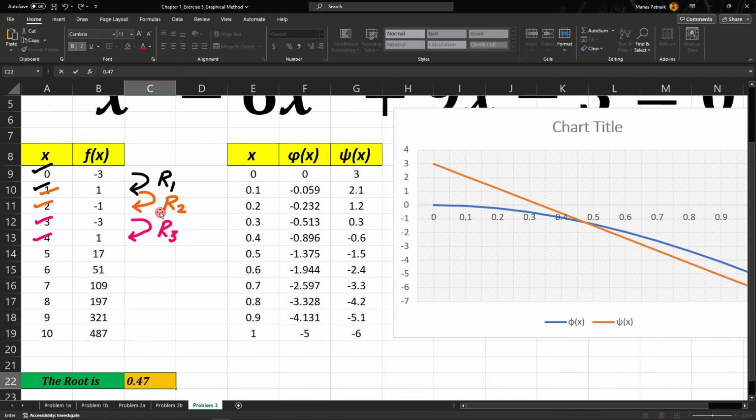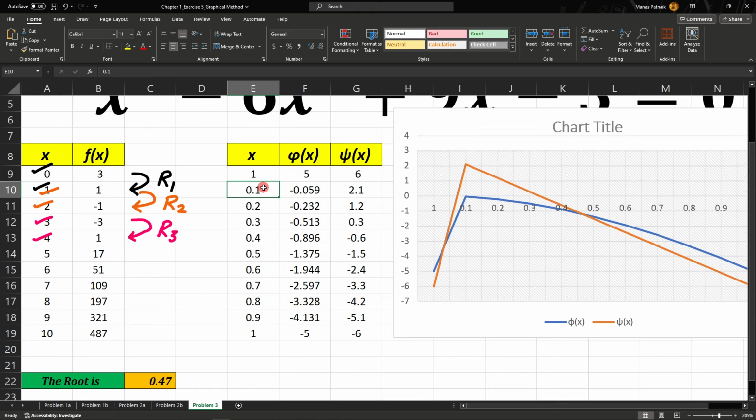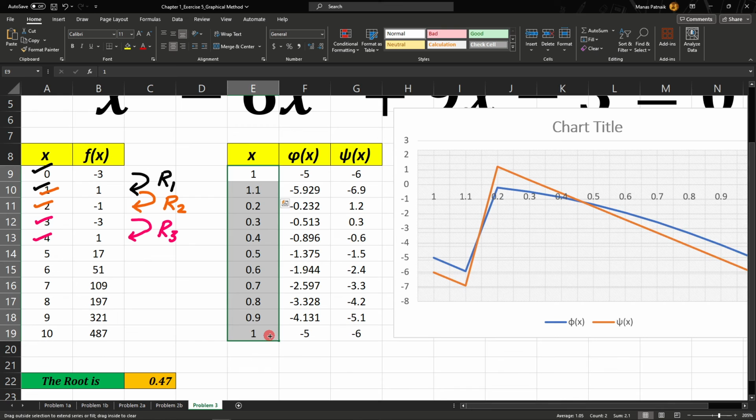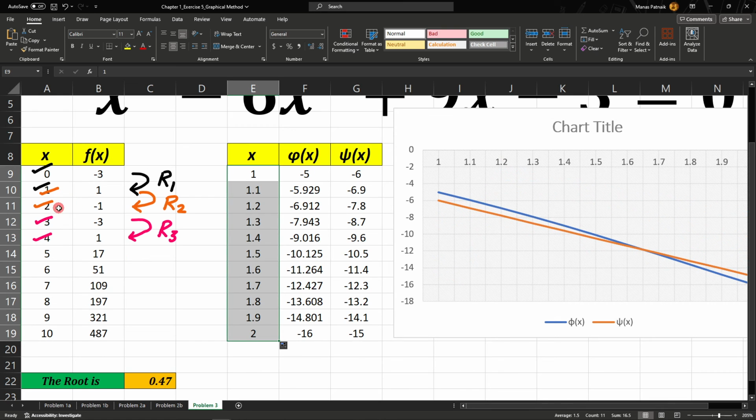The remaining two roots, I want all of you now, what you can do is you can find root 2 and root 3. Root 2 is between 1 and 2. So choose the value of x as 1 and make an increment of 0.1. That means you choose this value to be 1, and then this has to be 1.1, and then you can select these two, and then you can do this. You're going to get another root between 1 and 2.